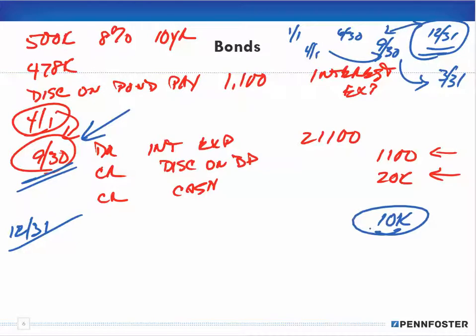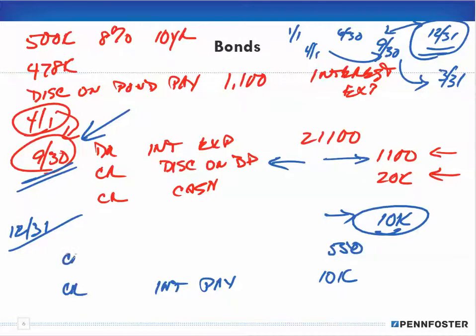Okay, that is not our interest expense, because we also have to take into consideration the discount, right? And we're also not paying it out. So if we have this $10,000 of interest that's accrued from 9/30 to 12/31, that becomes a credit to interest payable for $10,000. Now, that's our interest, and we have to do the same thing for our discount on the bond payable. Our discount on the bond payable is $1,100. Well, half of $1,100 is $550.